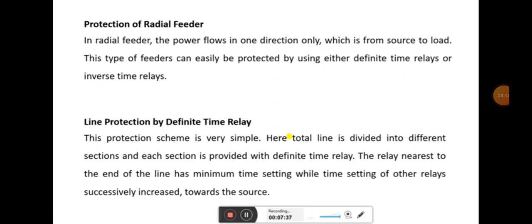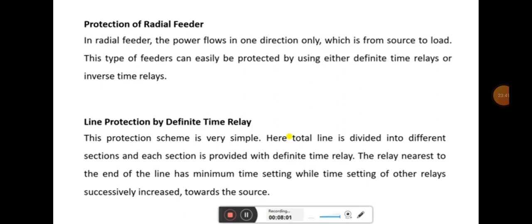Definite time relays means these relays operate at a definite time. And what are inverse time relays? Their operating characteristic is inversely proportional to time. That's why they are called inverse time relays.